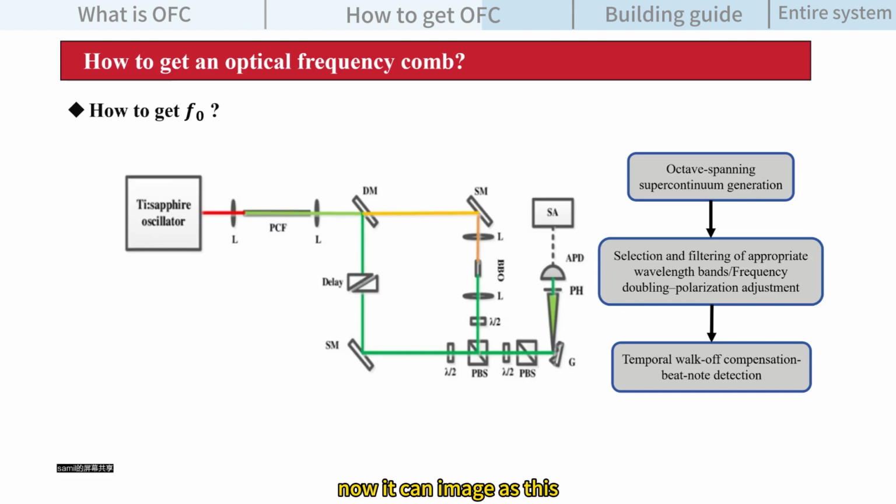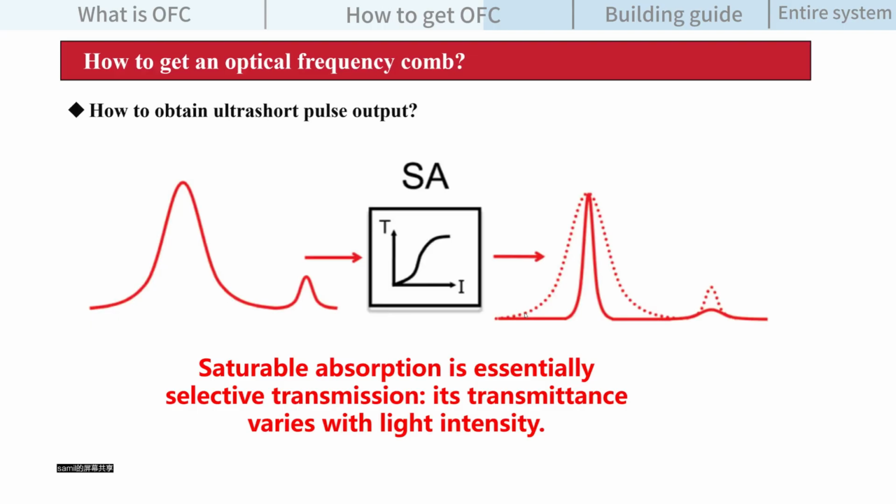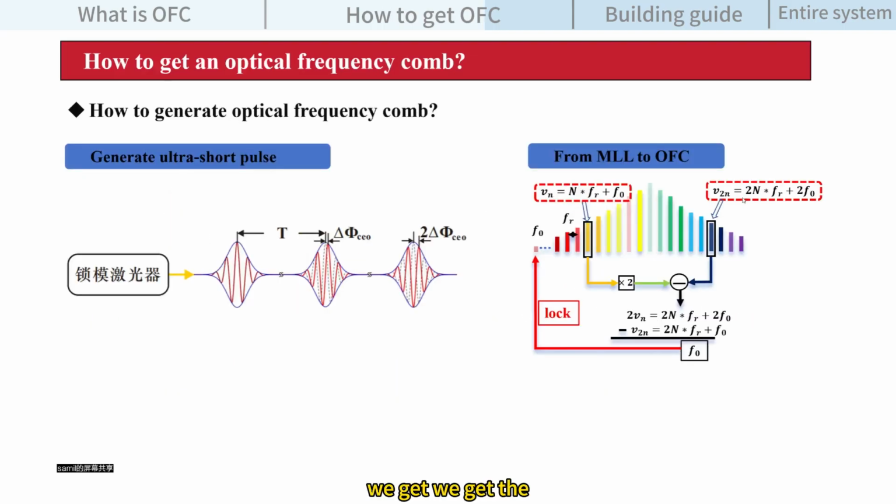Now we can imagine it like this. You can see we get the twice frequency, which can be measured as 2n times repetition frequency plus 2 times the carrier envelope offset frequency, and we can find the orange comb line, which is this one. Sorry, this is an error.